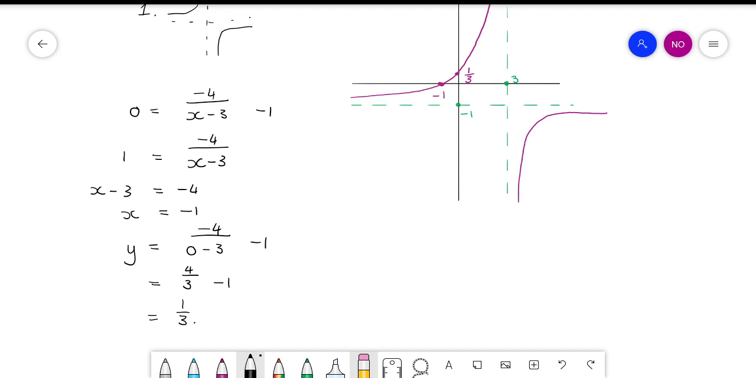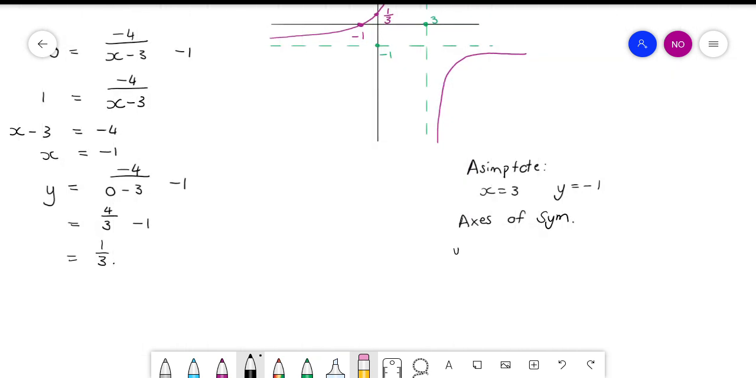Sy asymptote. So vergelykings gaan wees x is gelyk aan 3 en y is gelyk aan min 1. Then the axis of symmetry. I'm going to say that I know the one will be at y x plus c and the other one will be y minus x plus c.